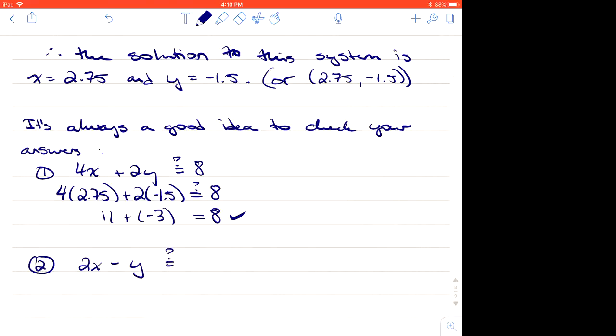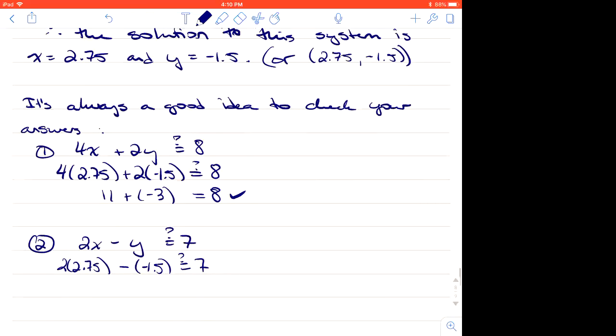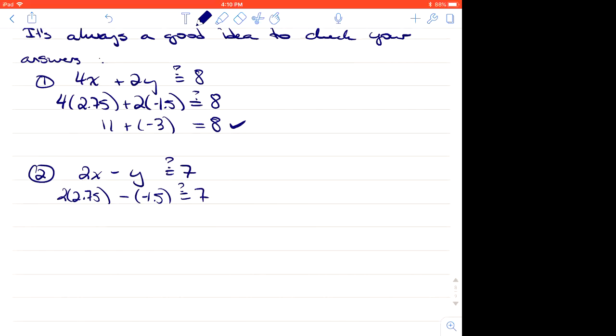We can check the second equation too, since we're on a roll. 2x minus y, does it equal 7? 2 times 2.75 minus -1.5, does it equal 7? So 5.5 plus 1.5 does equal 7. Great. Okay. So that's what's nice about these problems, you can check your answers.